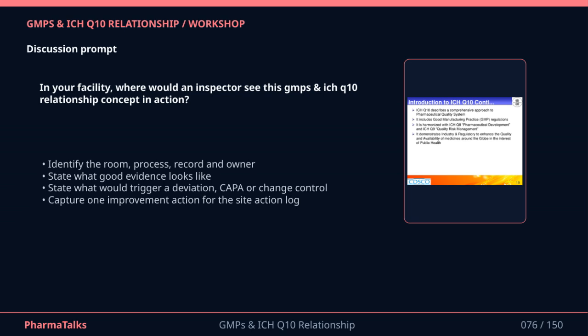Next, consider what good evidence looks like. What documentation, behaviors, or controls clearly show that both GMPs and ICH Q10 principles are being upheld? Also, reflect on what kind of issues or deviations would prompt corrective and preventive actions or the initiation of change control. Understanding these triggers is crucial for maintaining quality and compliance.